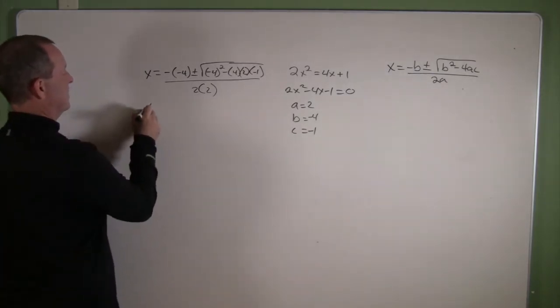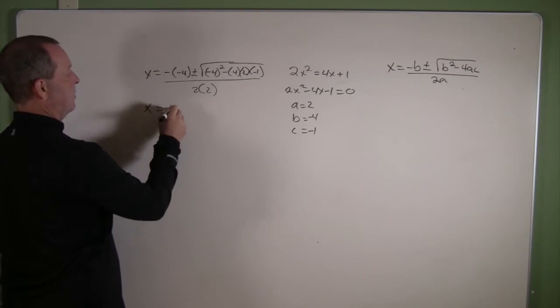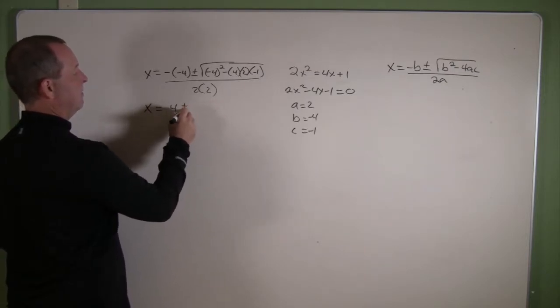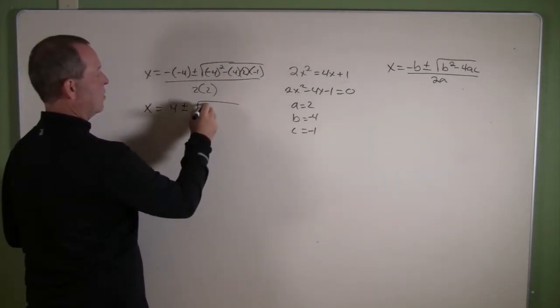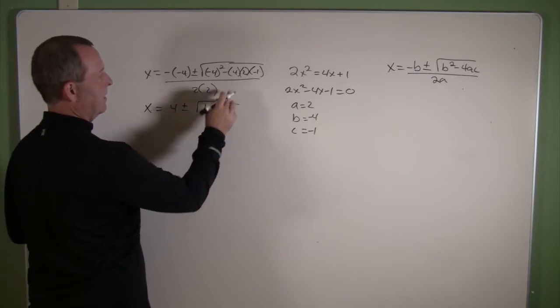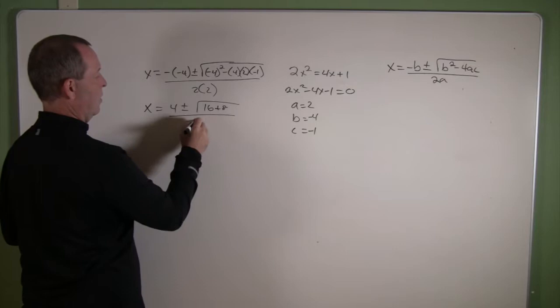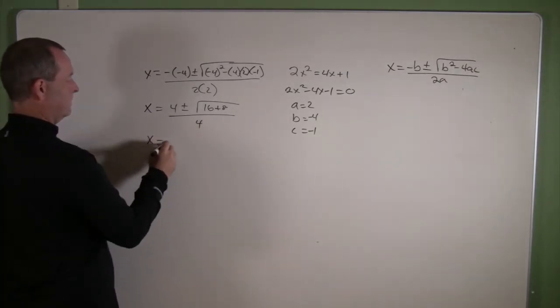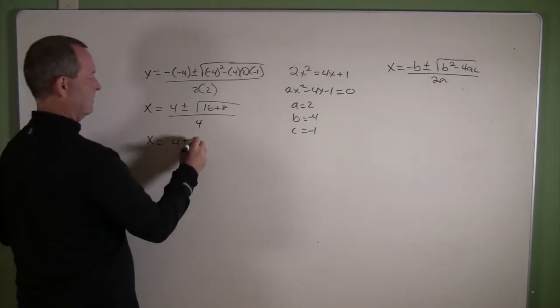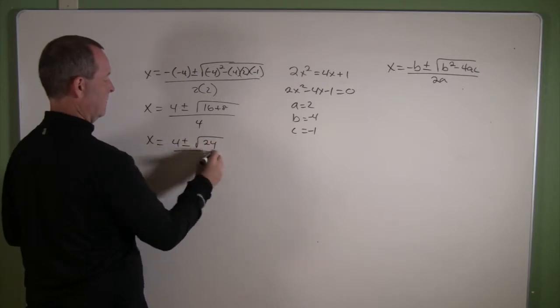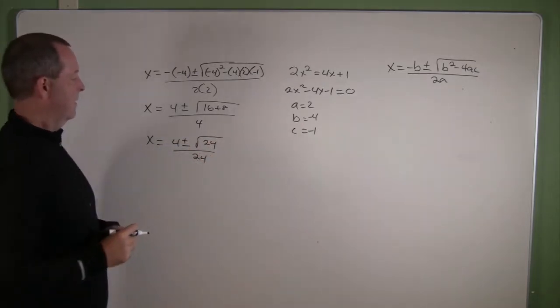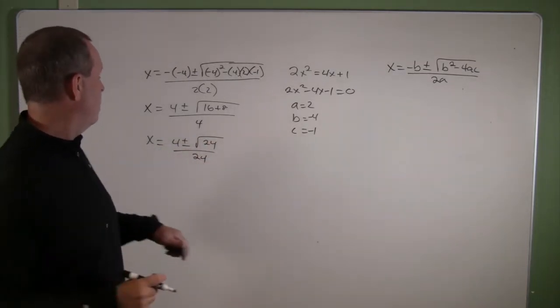Now I'm going to reduce and simplify. Minus -4 is a 4, plus or minus -4 squared is a 16. Minus 4 times 2 times -1 gives me a positive 8, all over a 4. So that's 4 plus or minus root 24 over 4.